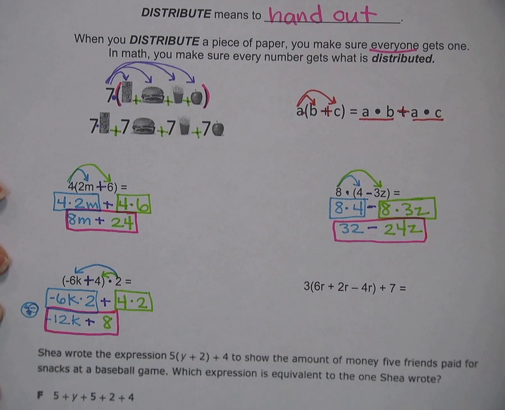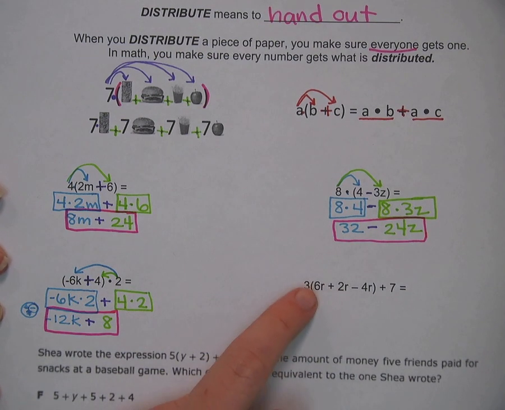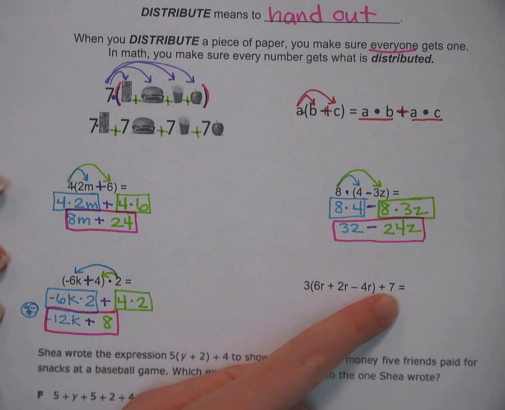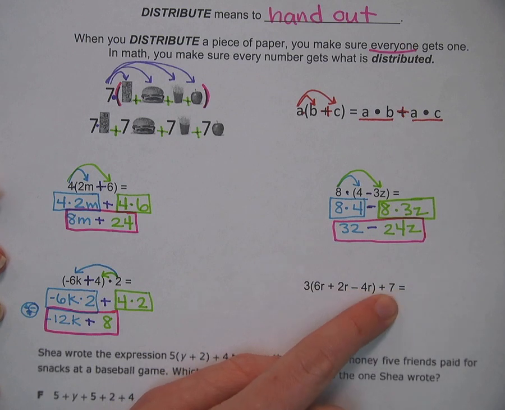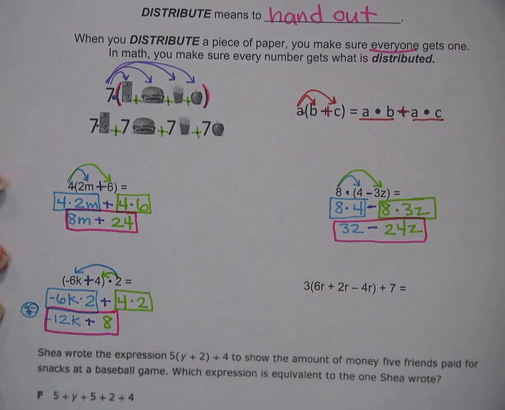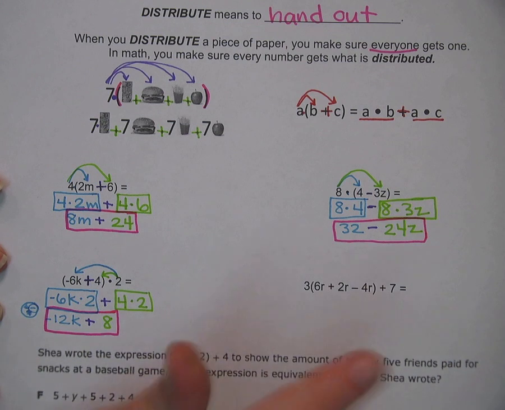All right, the next one. It is 3(6r + 2r - 4r) + 7. Notice on this one, I have 3 things inside the parentheses and I have an extra piece at the back. So we're going to follow the same process.